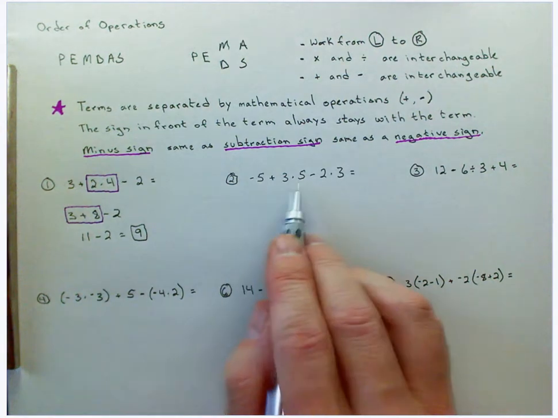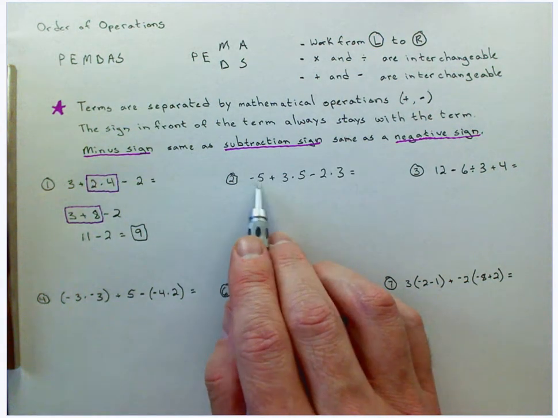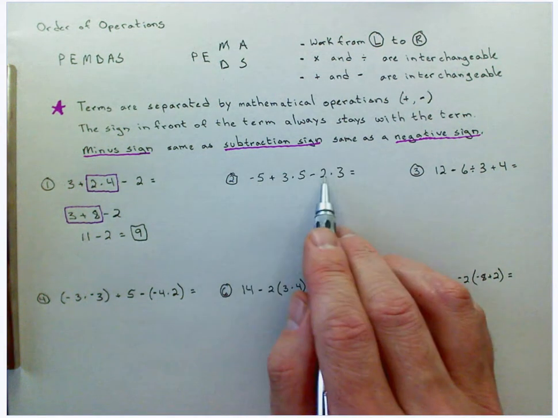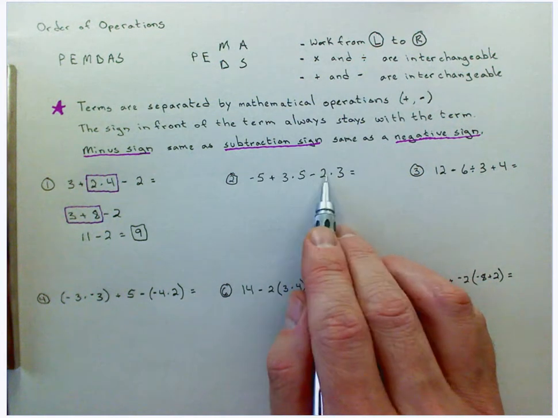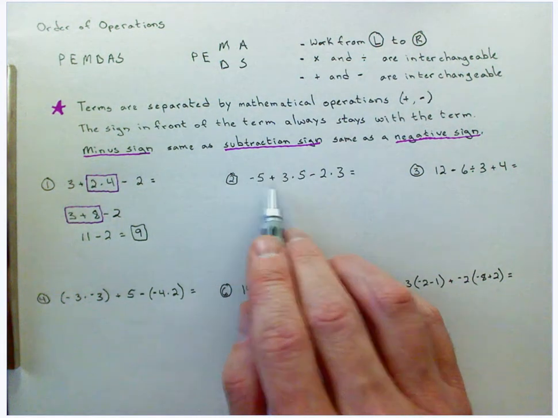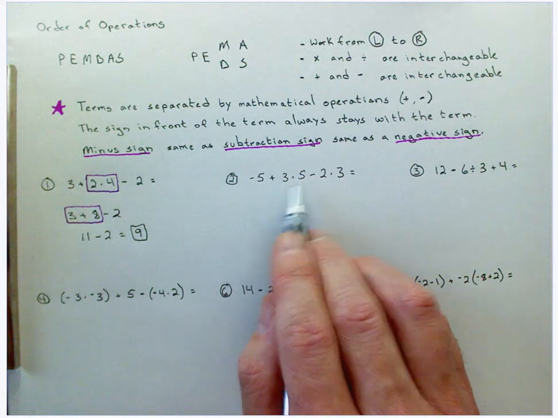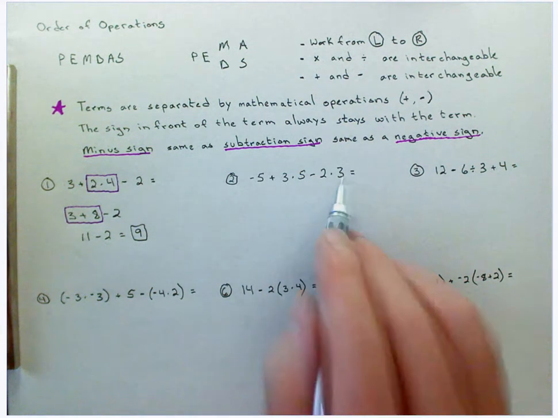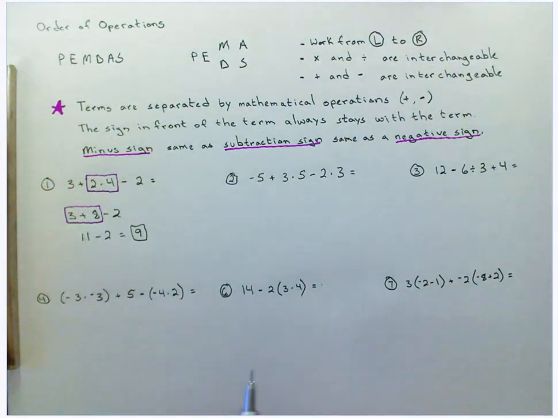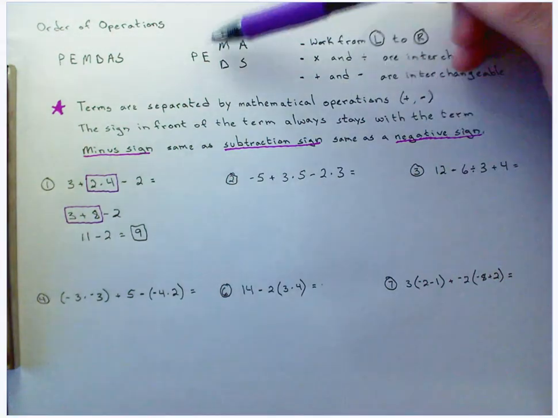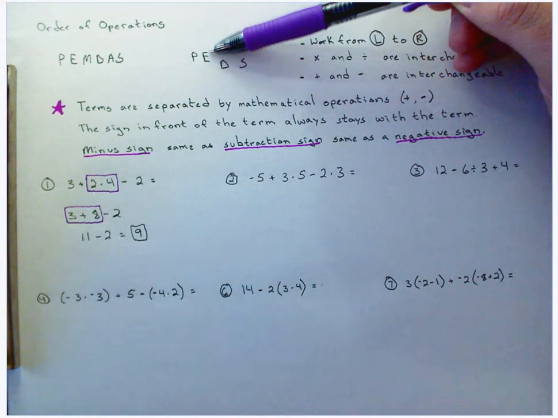Next problem. I see that this 2 is actually a negative number. The sign is in front of the term, so it goes with it. I can consider this 3 to be positive, the 5 to be positive, and the 3 to be positive. Now I need to look through and see, are there any parentheses? No, there are no parentheses. Are there any exponents? No exponents.